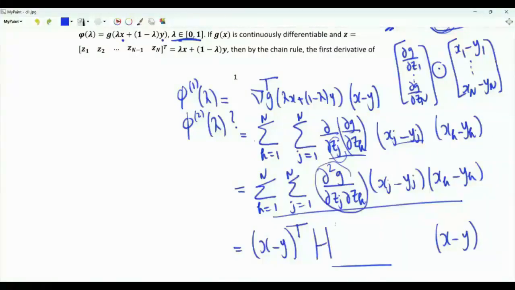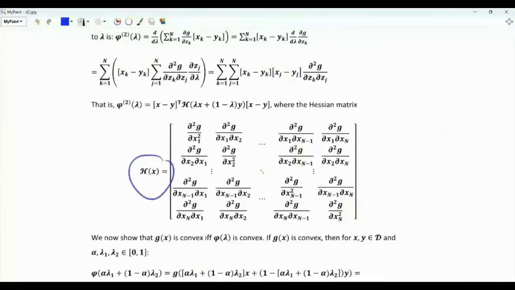The matrix of the second derivatives is the Hessian matrix. It's a function of z, which is lambda x plus 1 minus lambda y. Here is the Hessian matrix. In our case here, it is a symmetric matrix. What is interesting about function phi is that the function g is convex if and only if phi of lambda is convex. And when I say that phi of lambda is convex, it's convex for every x and y from the domain of function g.